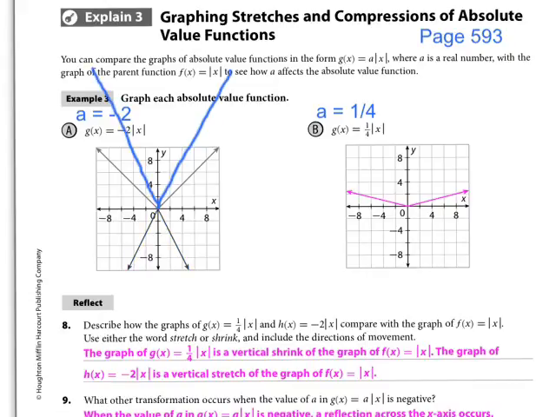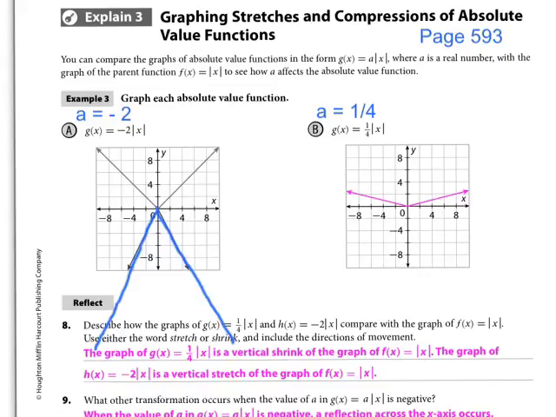Okay, so you can see here that if A had been positive, it would have been this blue absolute value here. But since A is a negative, what happens with the blue is that it opens downward. Now, your absolute value actually is at 0, 0. Okay, so that's what happens to your absolute value.